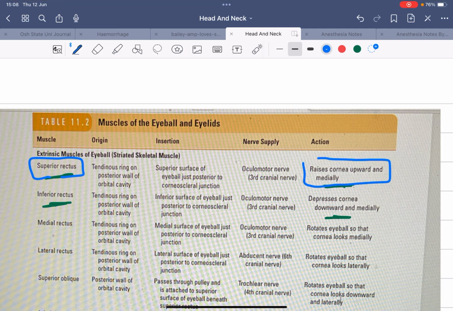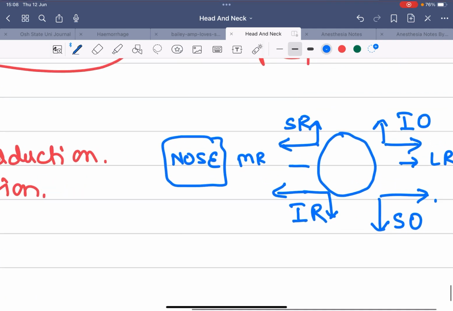So see here, superior rectus muscle. This is our superior rectus muscle. It raises the cornea upward and medially. Done.